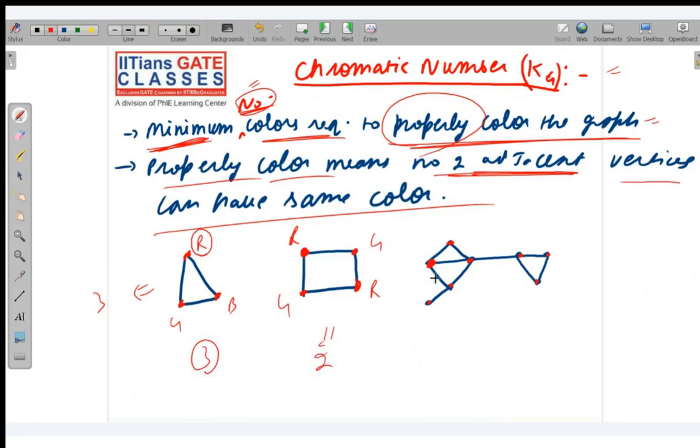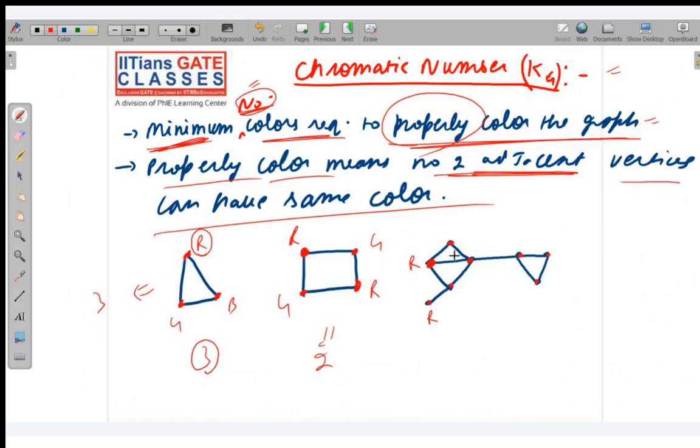One more thing: you should start with the vertex which has the minimum degree, because if you start with that vertex, then the maximum number of vertices can have the same color. So here I will take red. The moment I take red, I will immediately take red here. Now can I take red here? No. No doubt they are non-adjacent, but it is adjacent. Here red? No. Here red? No. Okay, so forget about this part.